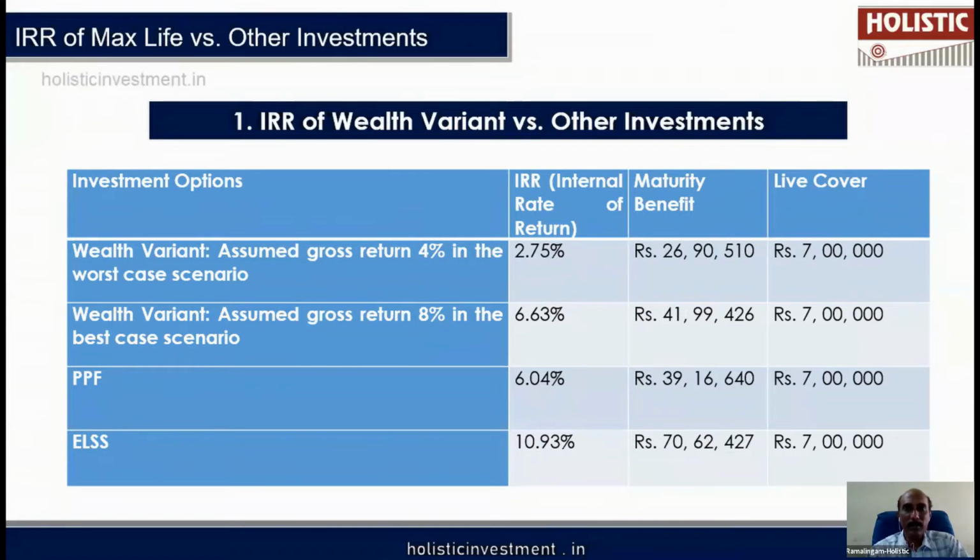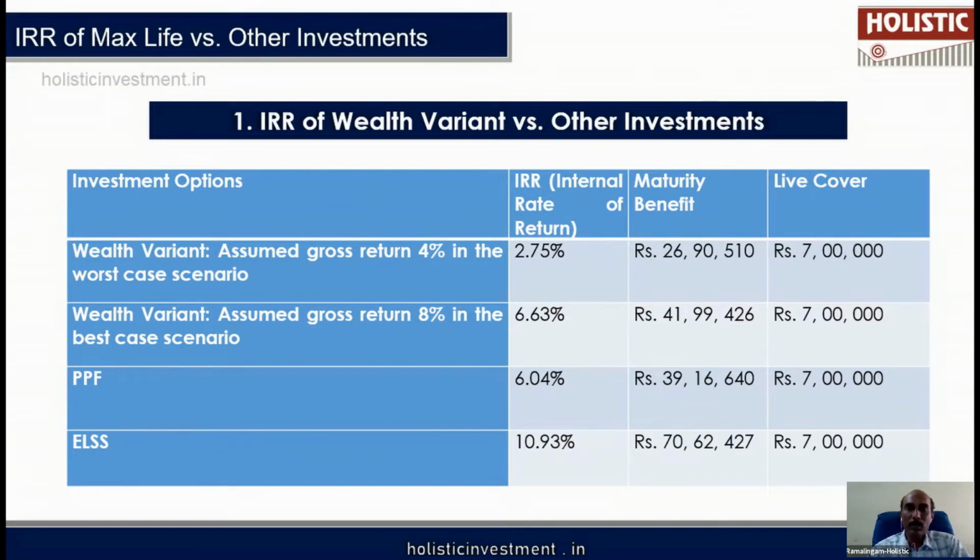Whereas if, instead of investing in this Max Life ULIP, we invest the same money in the combination of term insurance plus PPF, it will work out to 6.04% internal rate of return, which is very close to the best case scenario return of the wealth variant. All right. But the wealth variant takes huge risk, and even in the best case scenario, it gives you 6.6%. But PPF, without taking risk, gives you 7.1% return. If you adjust for the term insurance expense, it works out to 6.04%, which is very close to the wealth variant's best case scenario return. Wealth variant is a market risk linked policy.